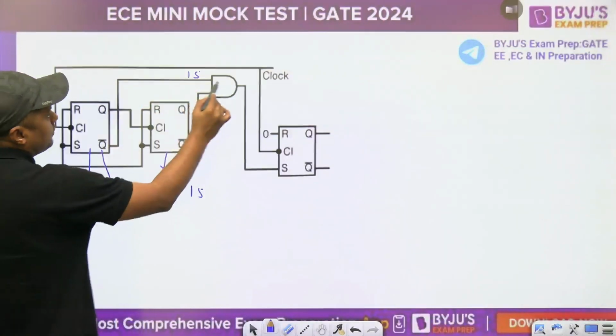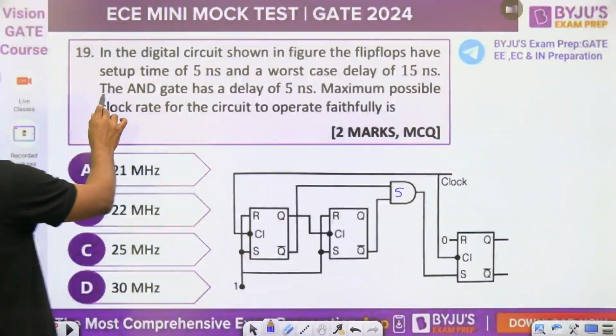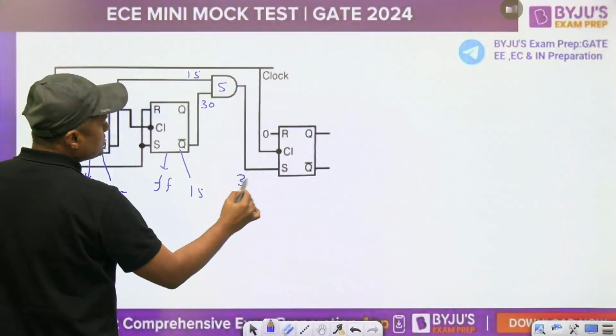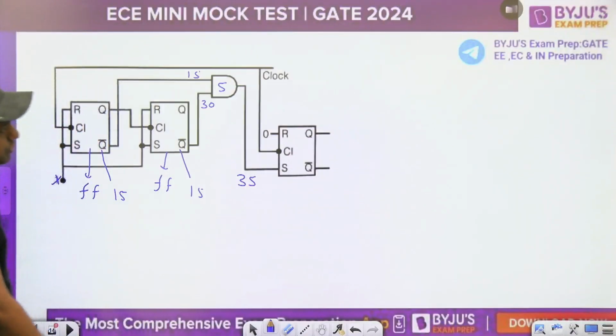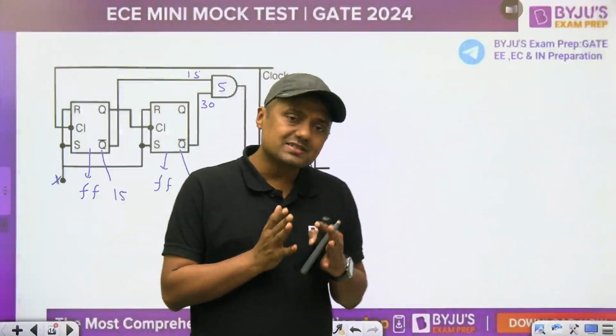And what is the delay of this gate? 5 nanoseconds. Now watch this. What is the delay of the NAND gate? 5 nanoseconds. So the signal will reach this point at 35 nanoseconds. Now, 35 nanoseconds, and it should be set before.